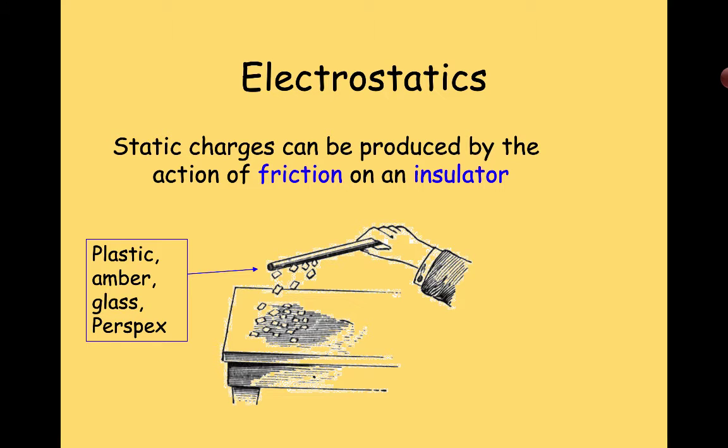Now we can make something charged by the action of friction. So static charges can be produced by the action of friction on an insulator. So here we've got a rod. It could be made out of plastic, amber, glass or perspex. All of these are insulators. What you would then do, you'd rub the rod here with a cloth, for example, and what happens is the electrons get rubbed off or rubbed onto the insulator.